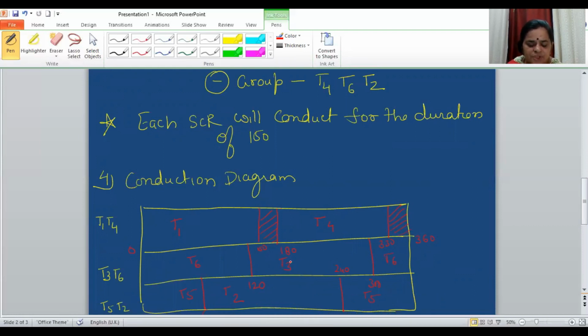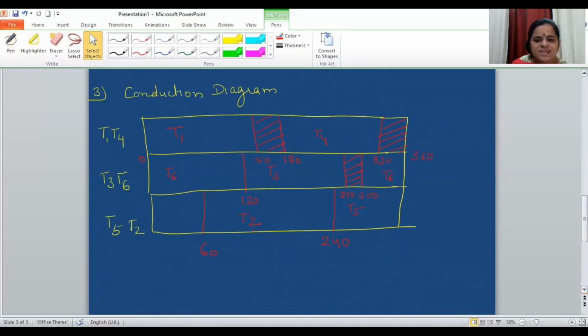Similarly, if T3 starts conducting at 120, it can only conduct up to 270, that is for the next 150 degree duration, and 270 to 300 will be the duration when no SCR is conducting. And when T6 starts conducting at 300, it can conduct only up to the next 150. So the next 150 is 60, and 60 plus 90, that means 90 to 120 will be the duration when no SCR from leg 2 is conducting.